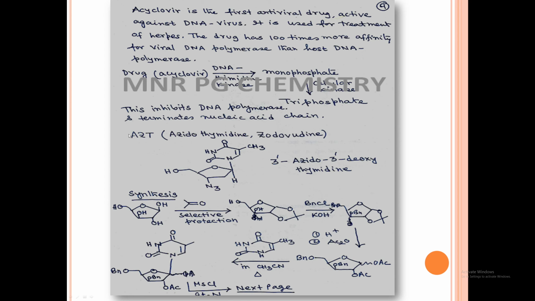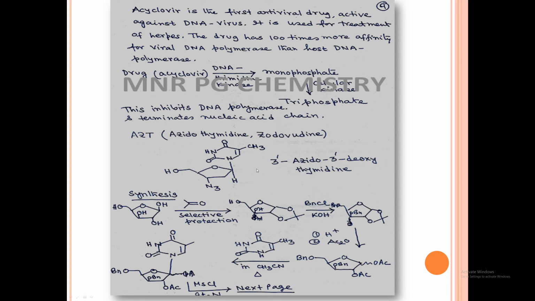Now the next molecule that is also antiviral is AZT, or the commercial name of this is zidovudine. Azido means the azide group, N3 group, is there, and it is a pyrimidine type of molecule. The pyrimidine base is there, the sugar ring is there, and then at the third position, 1, 2, 3, the N3 group is there. So the name of this molecule is 3'-azido-3'-deoxythymidine.